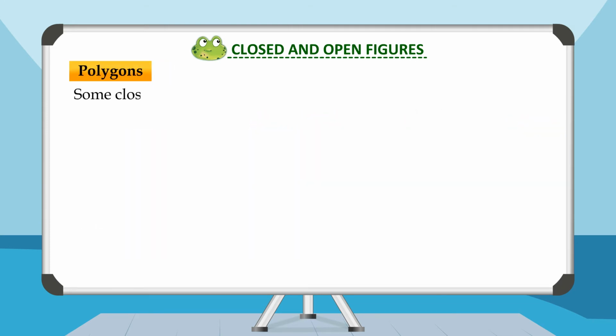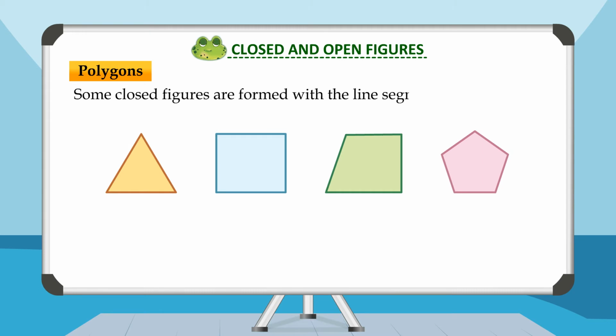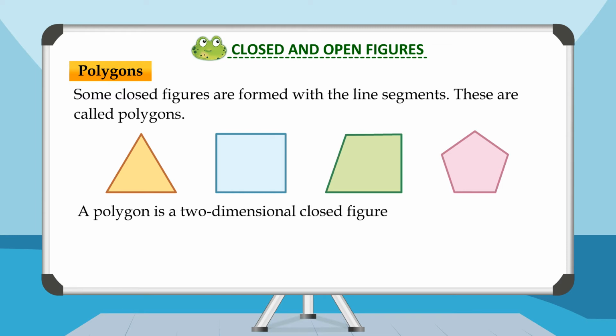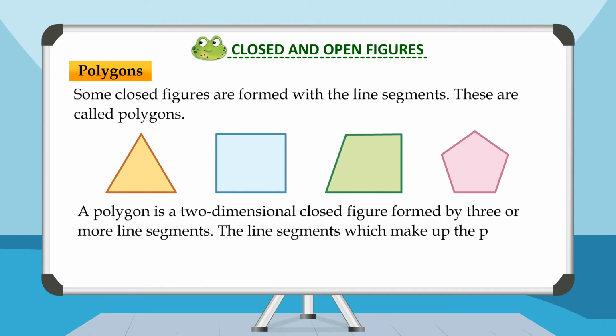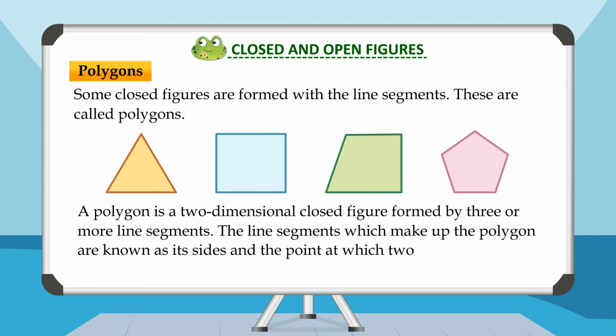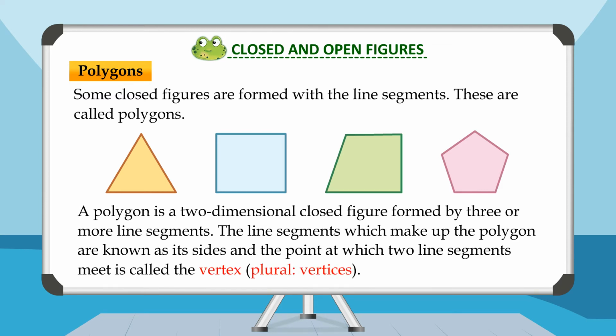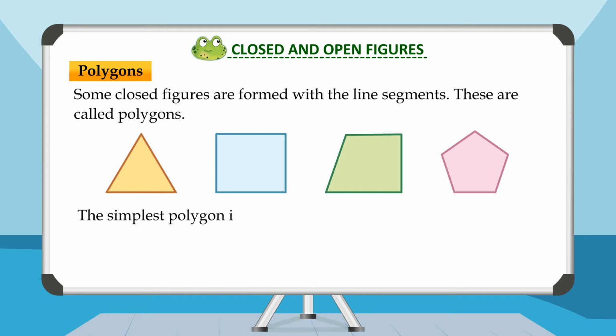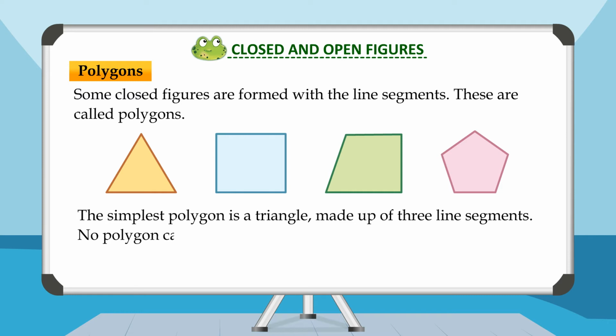Polygons. Some closed figures are formed with the line segments. These are called polygons. A polygon is a two-dimensional closed figure formed by 3 or more line segments. The line segments which make up the polygon are known as its sides, and the point at which 2 line segments meet is called the vertex, plural, vertices. The simplest polygon is a triangle made up of 3 line segments. No polygon can be formed by less than 3 line segments.